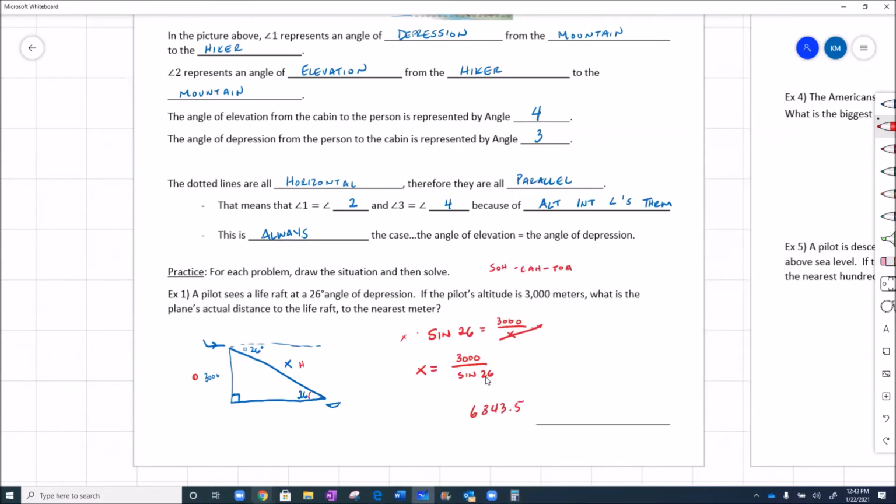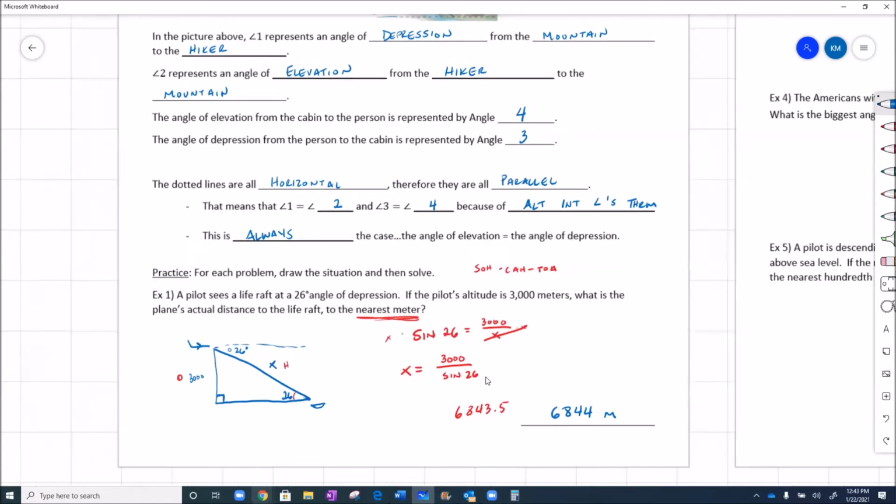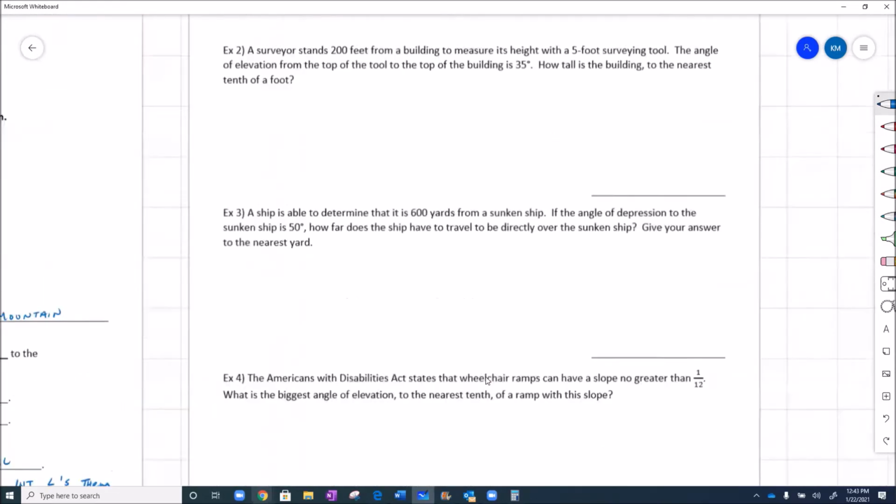6,843.5. All right, and the direction for the problem told me to round my answer to the nearest meter, and so I should say, how far away is it? It is 6,844 meters.